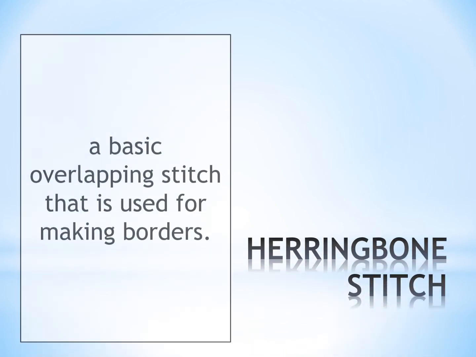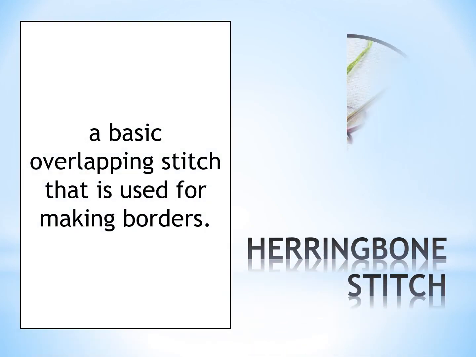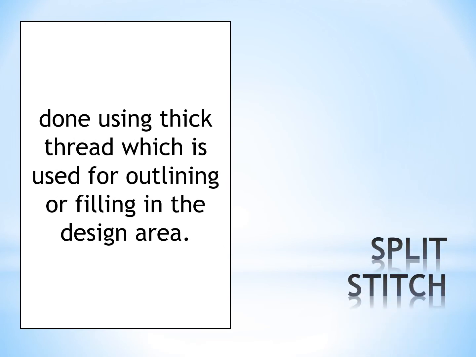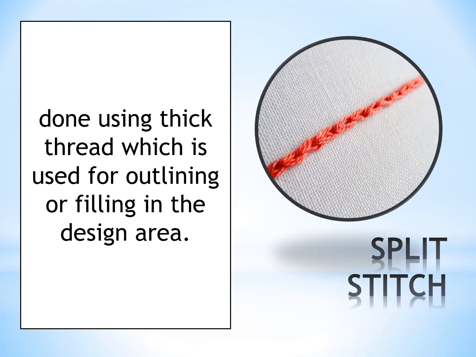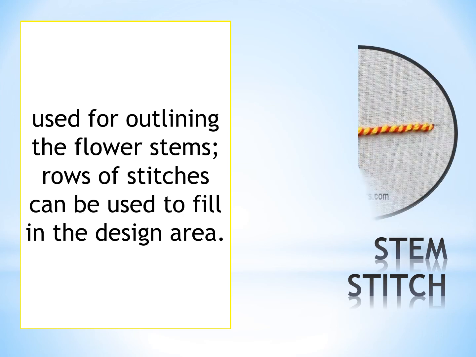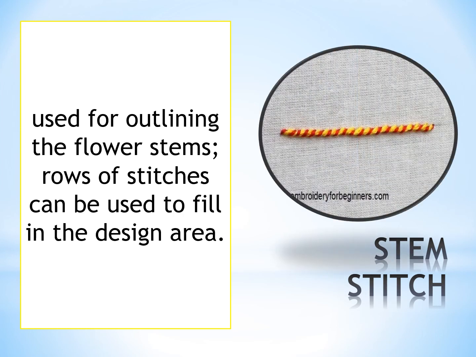Herringbone stitch. A basic overlapping stitch that is used for making borders. Split stitch. Done using thick thread, which is used for outlining or filling in the design area. Stem stitch. Used for outlining flower stems, rows of stitches can be used to fill in the design area.